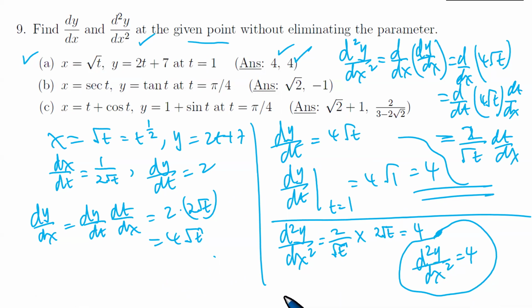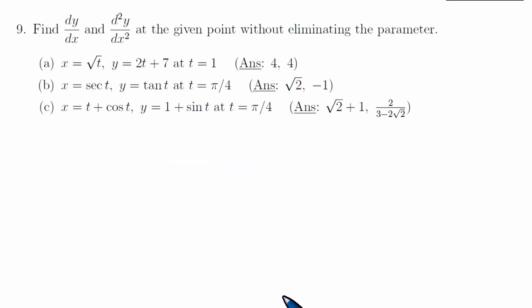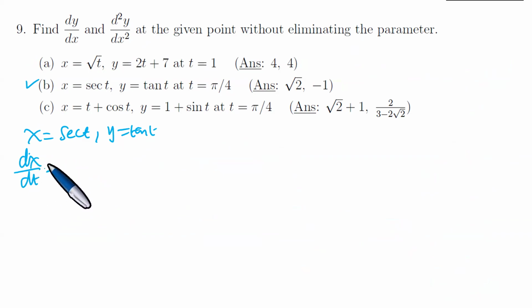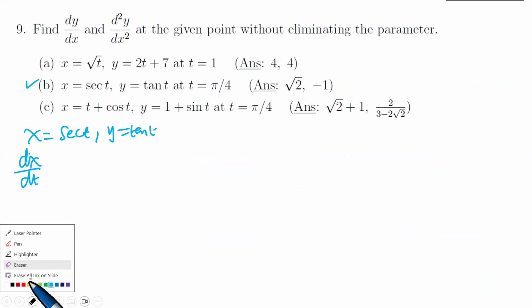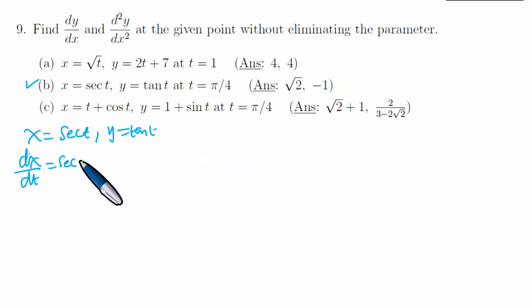Let us look at the next one before we look at the arc length and other things. So let us look at part B now. x is the secant of t and y is the tangent of t. So dx/dt is sec t tan t. And then dy/dt is the secant squared of t.